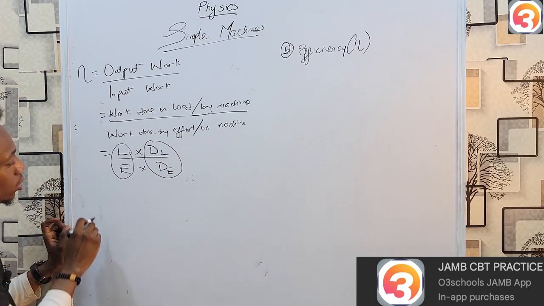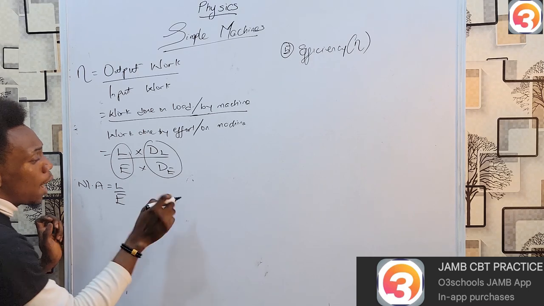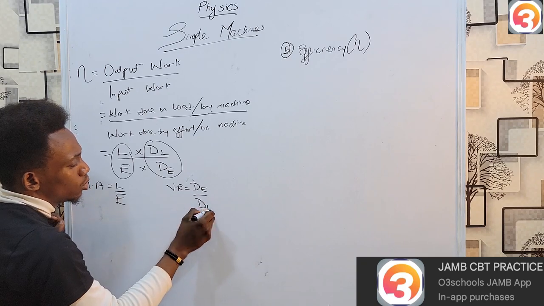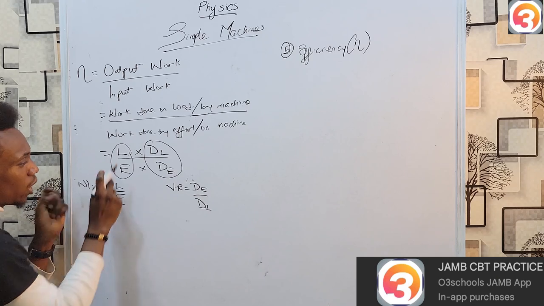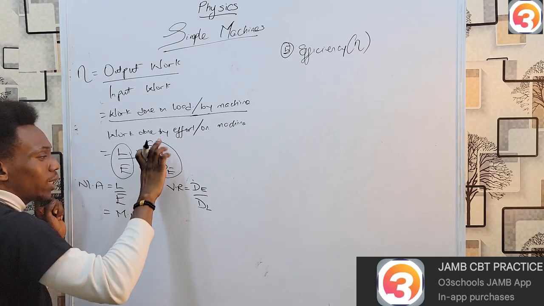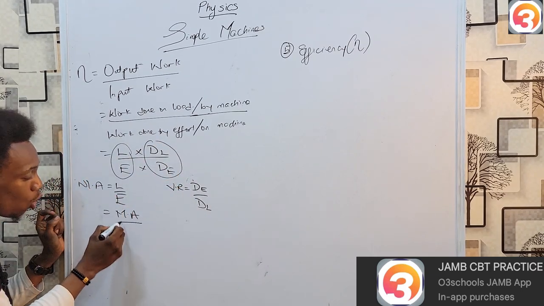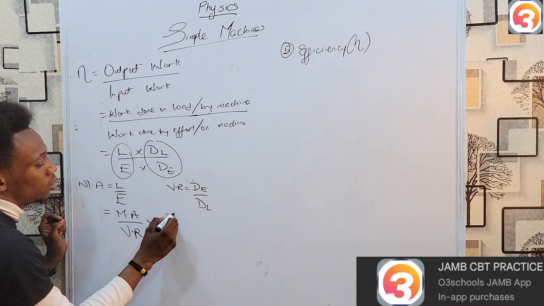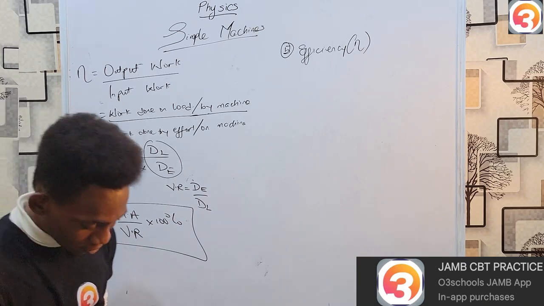So if I look at this and I look at this, it should remind me of things we previously just learned. We know that MA is load over effort, and we also learned that VR is distance moved by effort over distance moved by load. But this is basically what you get when you flip this, right? Therefore, I can replace this with mechanical advantage, and once it is turned around, it becomes over velocity ratio. Remember, like I said, we always express it as a percentage. That is my efficiency. It's that simple.